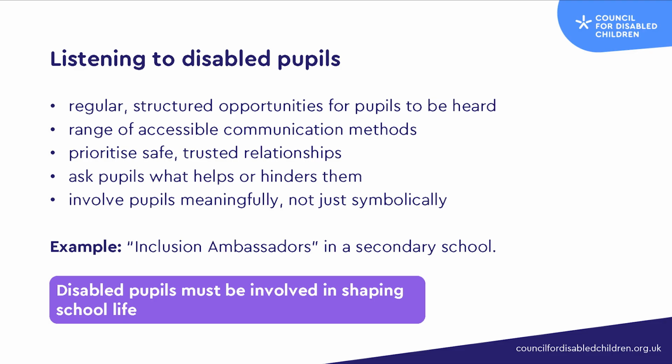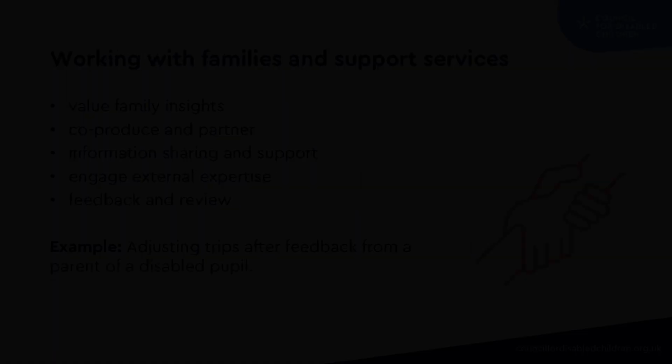One practical example comes from a secondary school that set up inclusion ambassadors. Disabled pupils worked alongside staff to review lunchtime arrangements and suggested changes that made the environment calmer and more inclusive. Staff reported that those insights were things they might not necessarily have spotted themselves. The message here is clear. Disabled pupils must be involved in shaping school life, not as an add-on, but as part of the culture of how the school listens to all pupils.